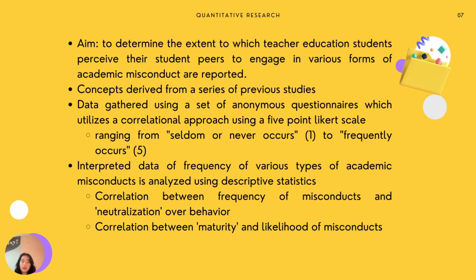So the interpreted data of frequency of various types of academic misconduct is further analyzed using descriptive statistics, and it evaluates two statements. One, the correlation between frequency of misconduct and neutralization of behavior. Neutralization in this case is basically the act of normalizing, making things ordinary. And two, the correlation between maturity and likelihood of misconduct, which can be interpreted as their age and how they approach things.